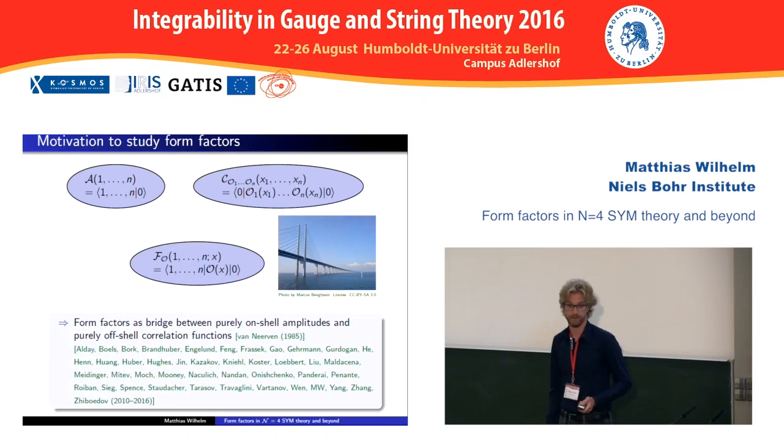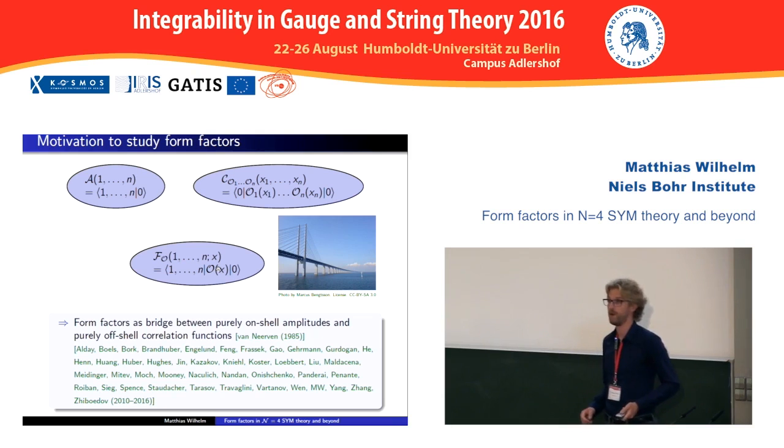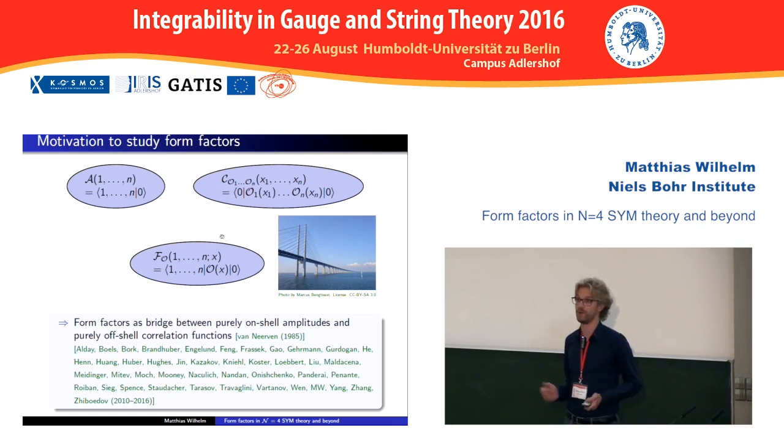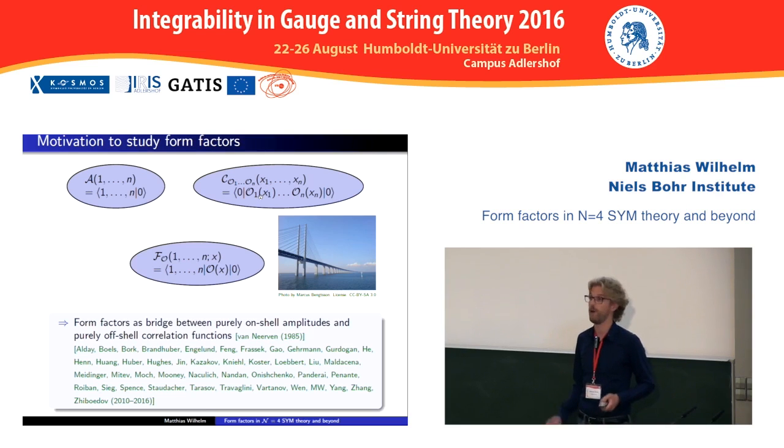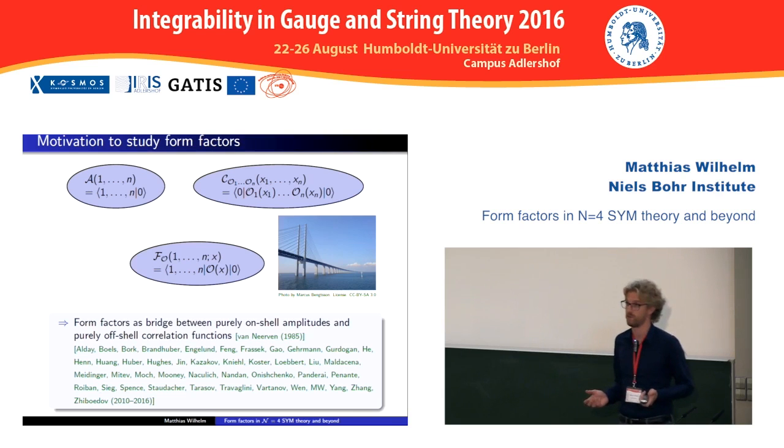The form factor of a gauge-invariant local composite operator O is defined as the overlap of a state created by O of x from the vacuum with an n-particle outgoing on-shell state. As such, form factors form a bridge between the fully on-shell scattering amplitudes and the fully off-shell correlation functions, whose momenta after a Fourier transformation satisfy no mass shell condition.